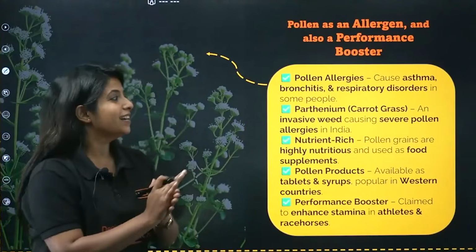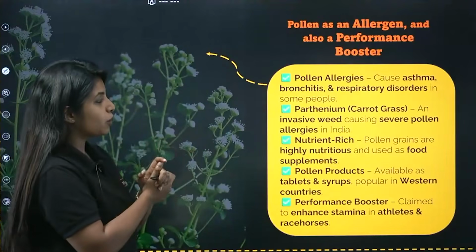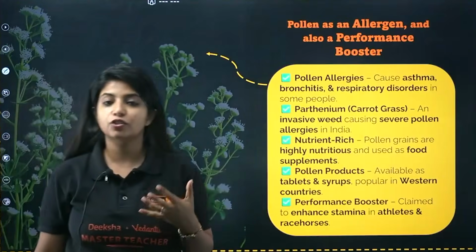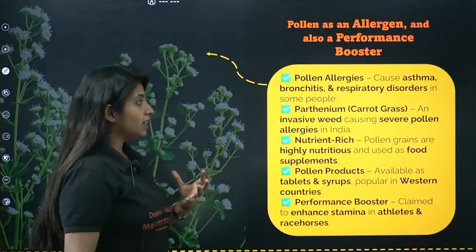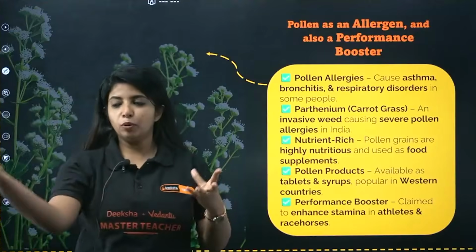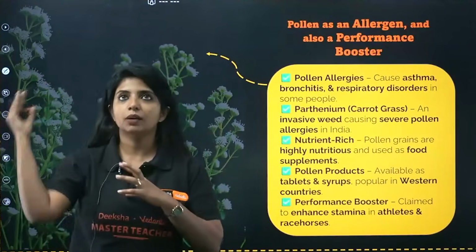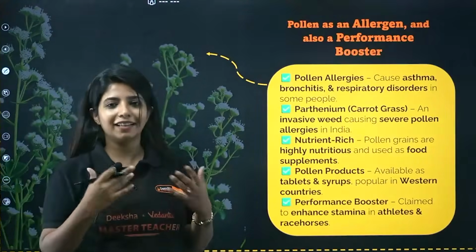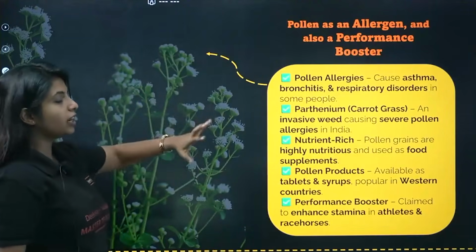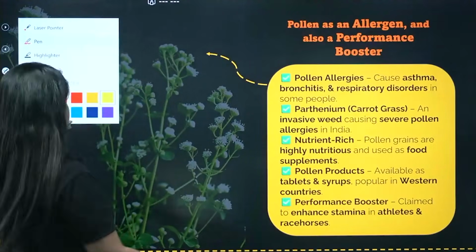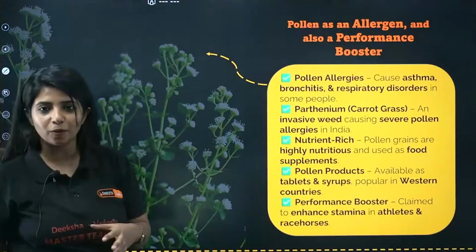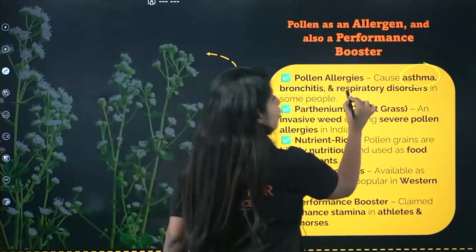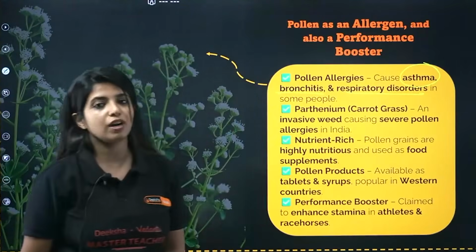Let's see. Okay, so pollen as an allergen and a performance booster, what do you mean by that? So many people are really allergic to pollen grains. If they see something like pollen grains, they are very small particles, right? They can move around. They're just 25 to 50 micrometers. Sometimes we go like chee, right? So pollen allergies are very common, and they can cause different varieties of problems, either asthma or bronchitis or other respiratory disorders.